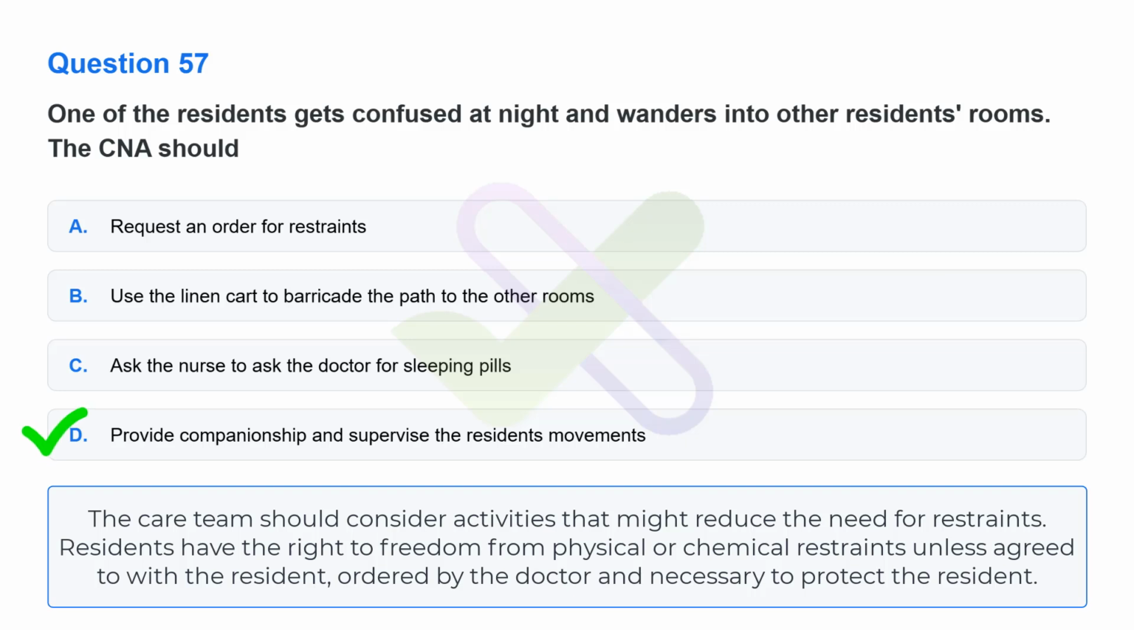Correct answer, D. Provide companionship and supervise the resident's movements. The care team should consider activities that might reduce the need for restraints. Residents have the right to freedom from physical or chemical restraints unless agreed to with the resident, ordered by the doctor and necessary to protect the resident.